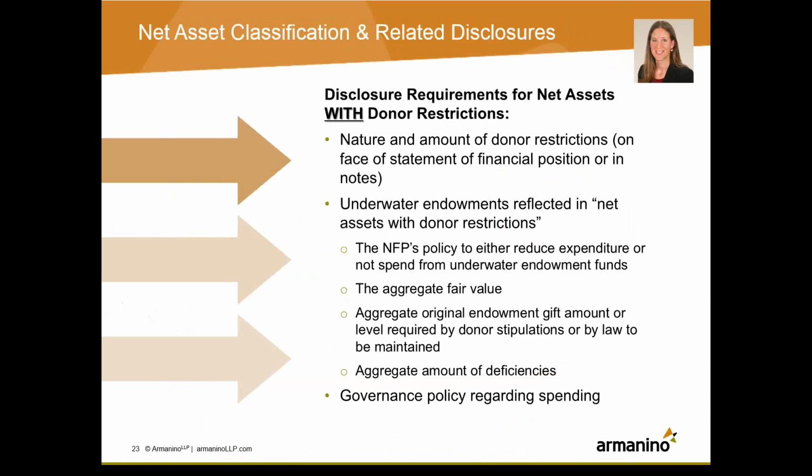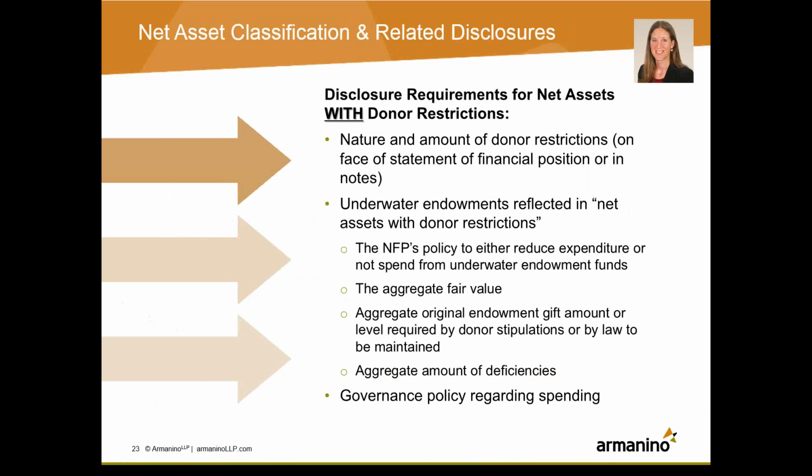Yeah, so key there is the first bullet point, the nature and the amount of the donor restrictions, either on the face of the statement or in the notes. Additionally, underwater endowments, which are going to be a key part of that classification of net assets with donor restrictions, have some key disclosures that are very imperative to the financials. So one is the nonprofit's policy to either reduce expenditure or not spend from those funds, the aggregate fair value of those funds, and then the aggregate original endowment gift amount, or the level that the donor or law has required to be maintained in perpetuity.